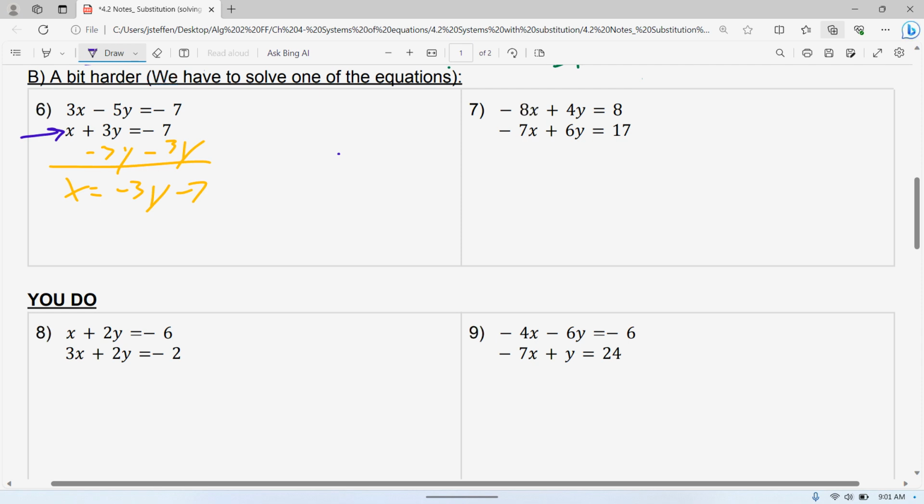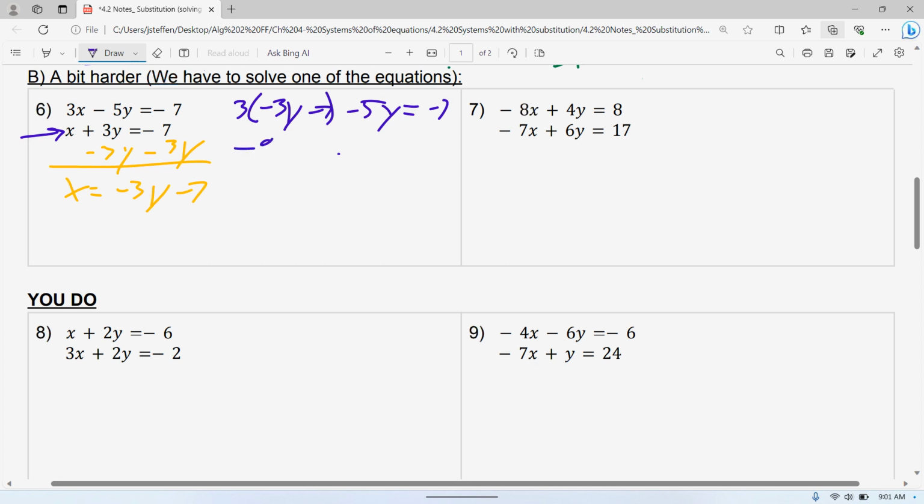With 3 times my x, which is negative 3y minus 7, minus 5y is equal to negative 7. We solve this one for y. So again, this is certainly not easy. I would never say that, but we've done this a lot, so I'm hoping you're getting better and better at solving these equations.